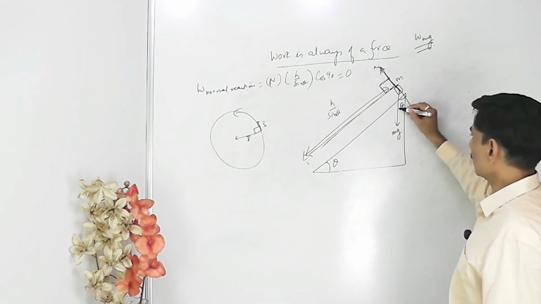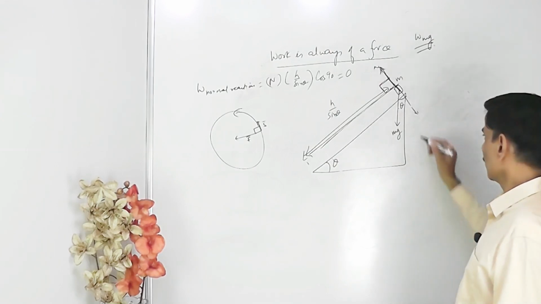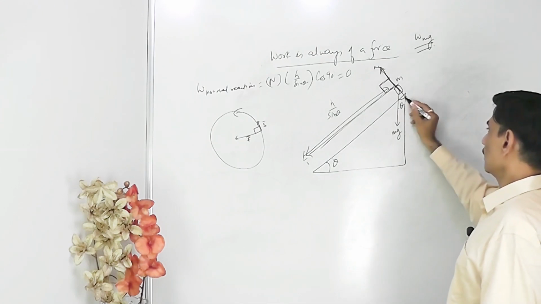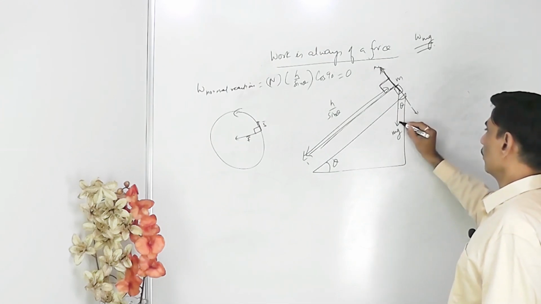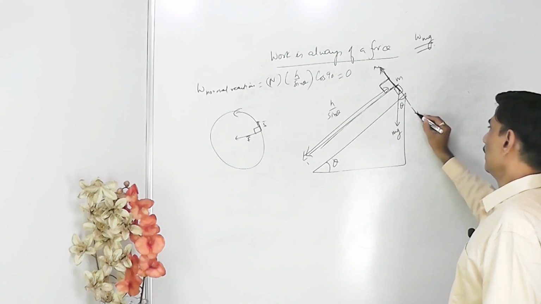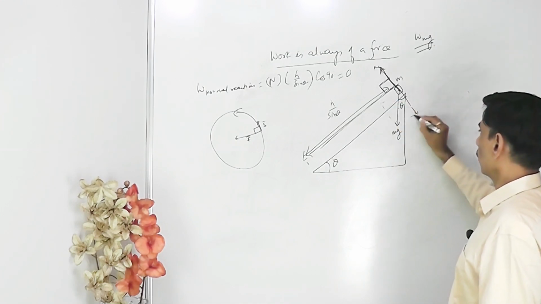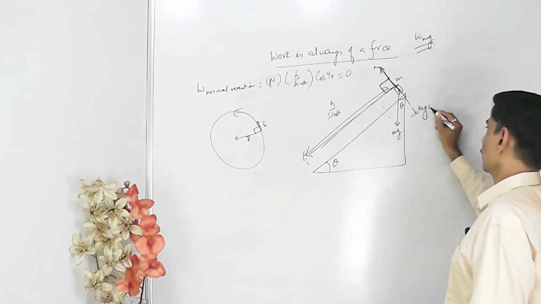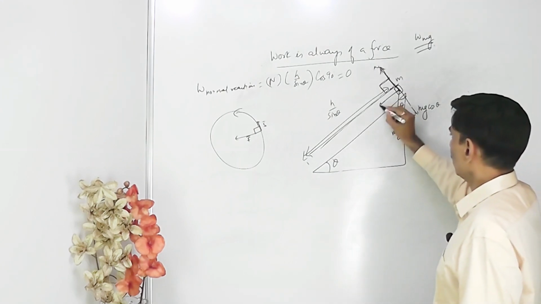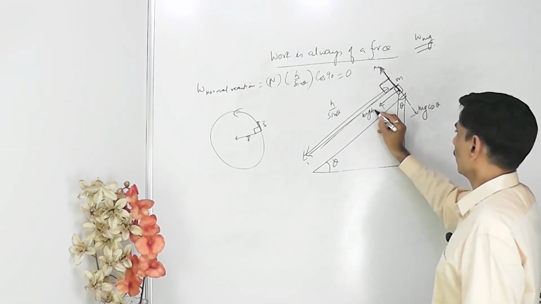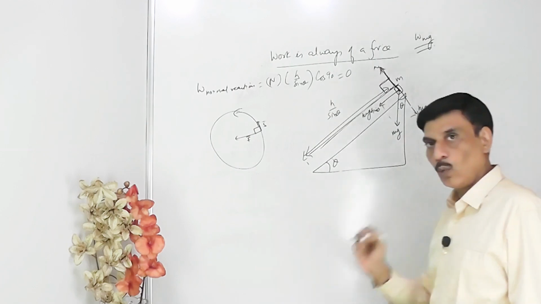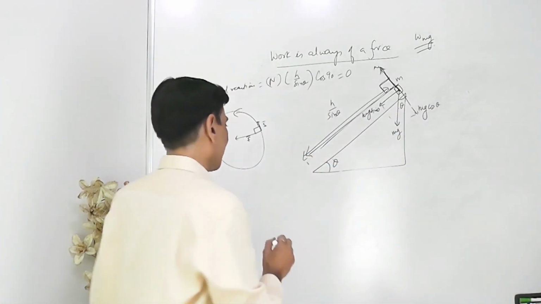So the angle between this and this is theta only. So this is mg, this angle theta. So with this adjacent side, where this is theta, when you draw the rectangular components, you know very well that this will come out to be mg cos theta, and this component will come out to be mg sin theta.